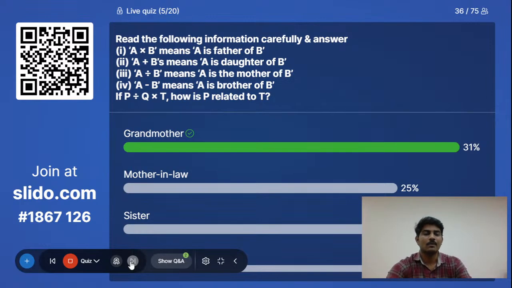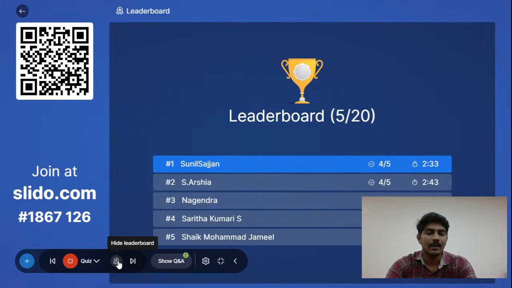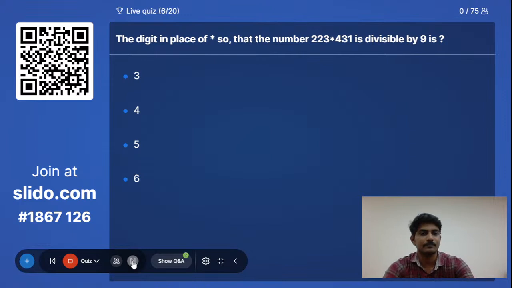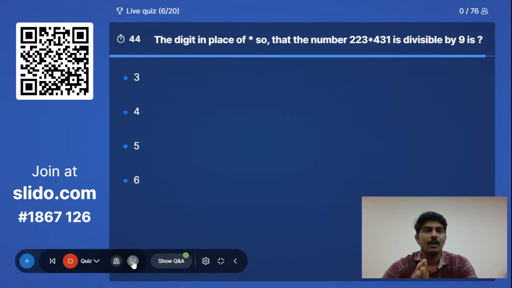And let's see who will be on the leaderboard. Again this time, for the fifth question, Sunil Sajan has come into the picture and he answered 4 out of 5 questions and he has taken 2 minutes 33 seconds. And Arsha is in the second position and the remaining are also doing a good job. Without any delay, we'll move to the next question. You'll have 45 seconds to answer the question.